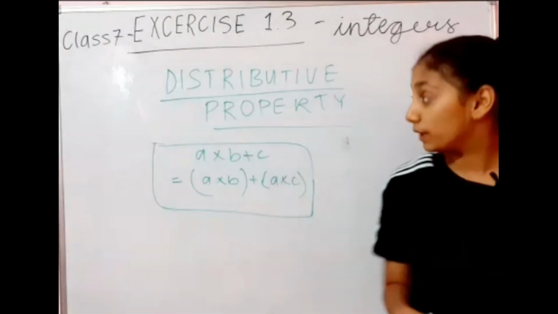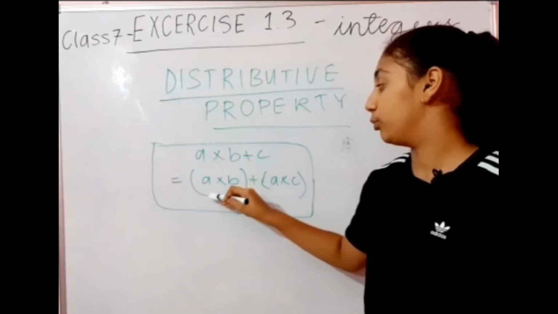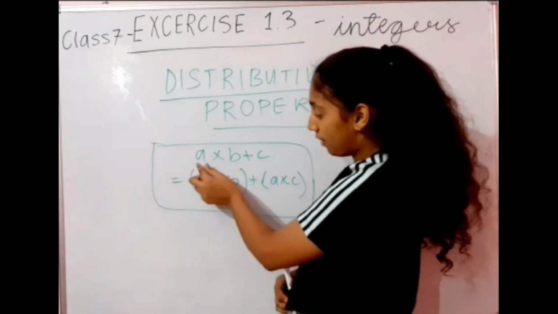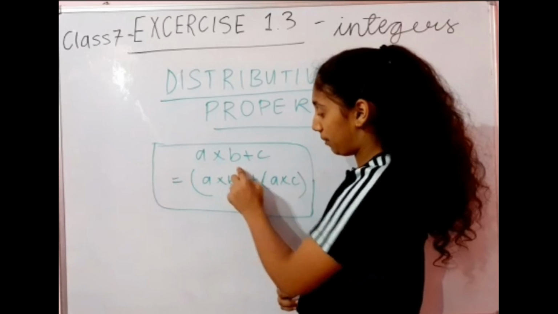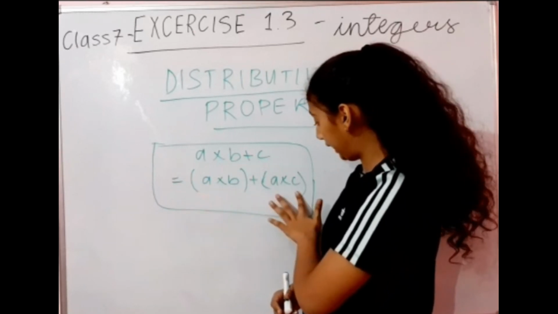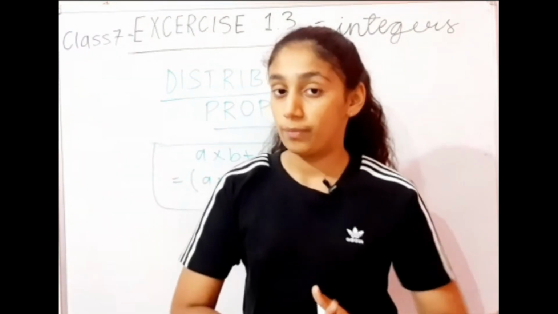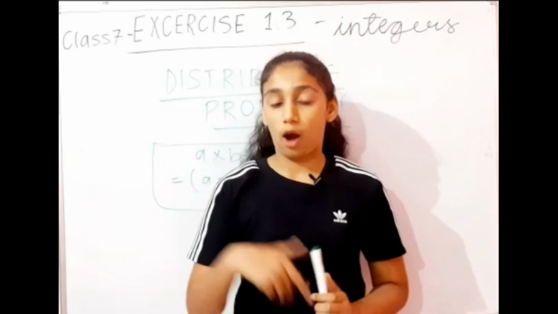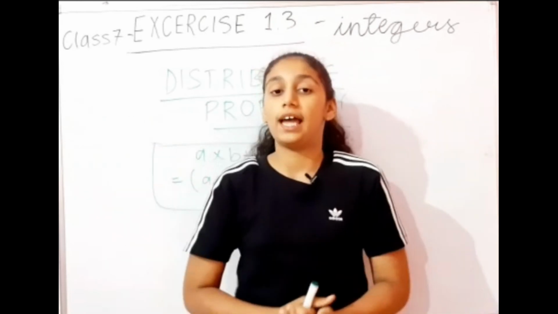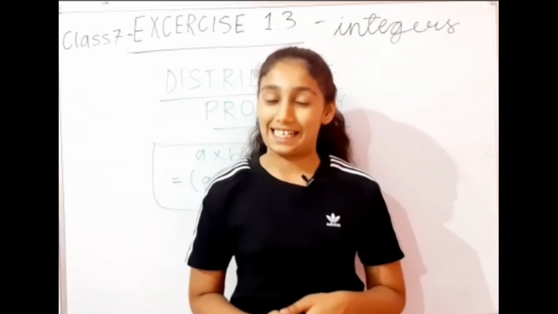Now our next property is the distributive property. It states that a into (b plus c) is equal to a into b plus a into c. Now if we have a number a multiplied by (b plus c), that can also be written as a into b plus a into c. So over here we have learned how to multiply integers, how to multiply 3 or more integers, and also the properties of integers. So now we're ready to do exercise 1.3.